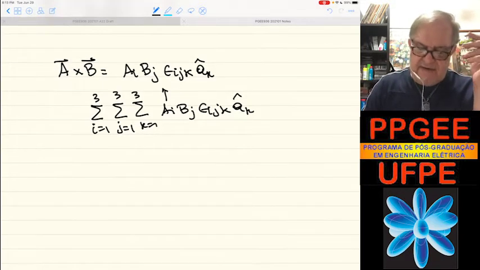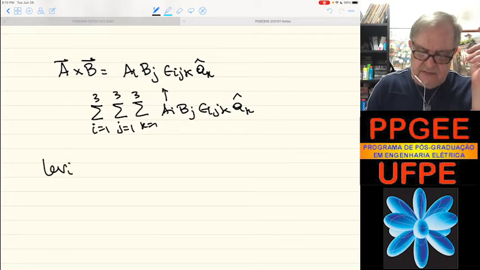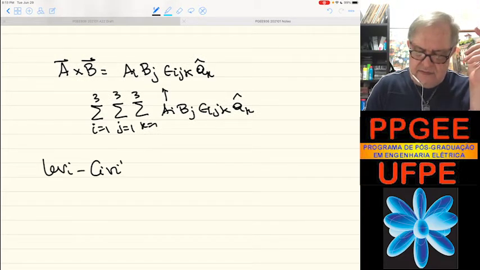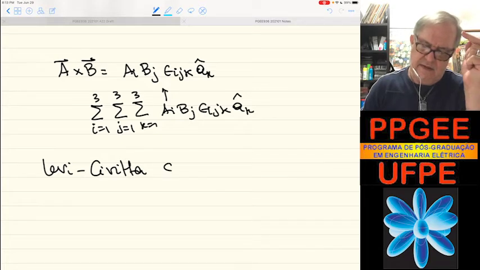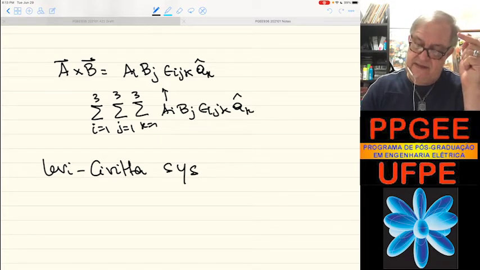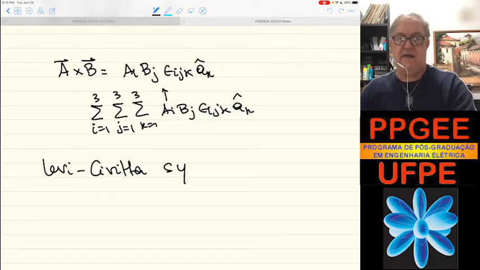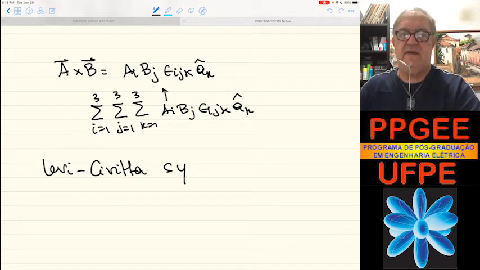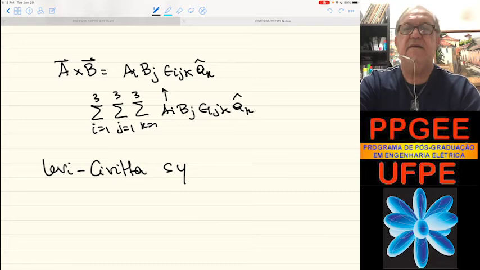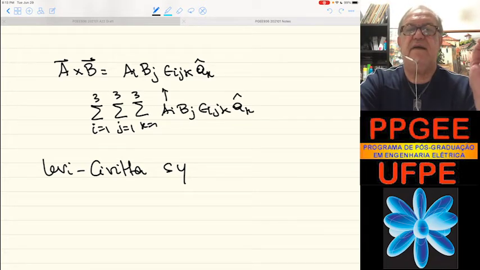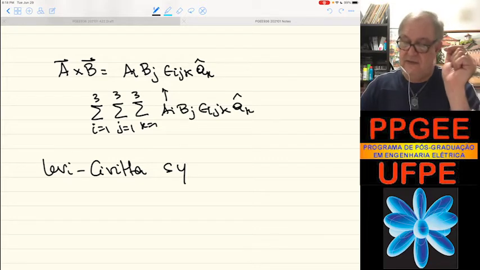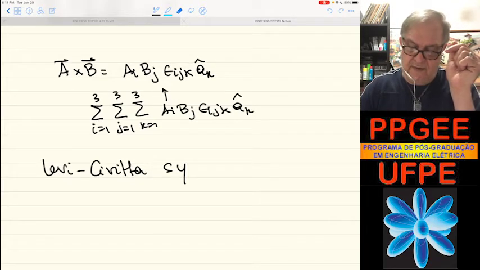So the Levi-Civita symbol. I'm just not sure if it's double T or single T. Let me check here. Levi-Civita, yeah, single T, not double T. Sorry about that.